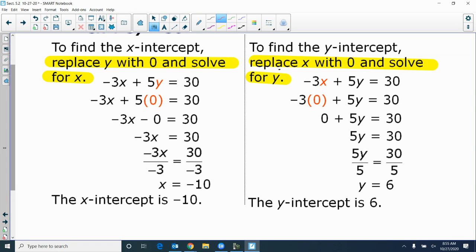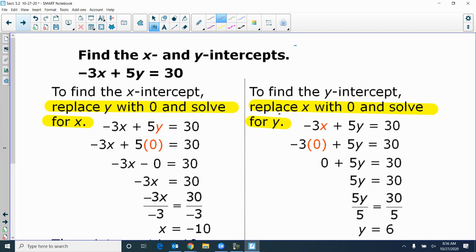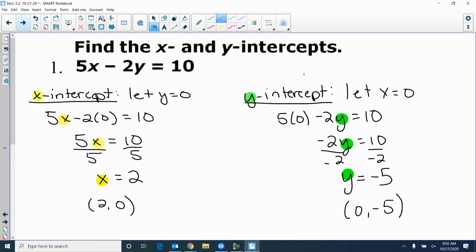And so then you solve it. We can do that algebraically. If you've got the graph, life's really easy. If you've got this in front of you, just say -2, 0, 0, 1. But if I don't have the graph, it gets a little bit harder.